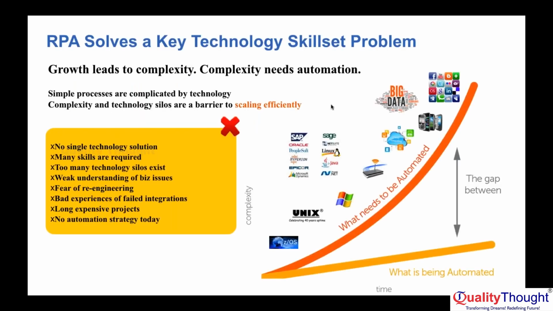But when there is growth, it leads to complexity because they have to handle a lot of different processes. And when there is complexity, it is always required, or suggested, to have automation in place, which is going to reduce that complexity. So from where does this automation come? It comes from robotic process automation in the first place. Though these are very simple processes, when you have multiple technologies involved in a single process, it is going to be complicated, right?